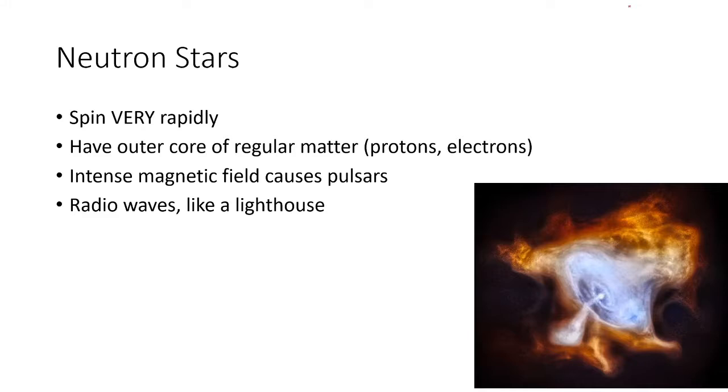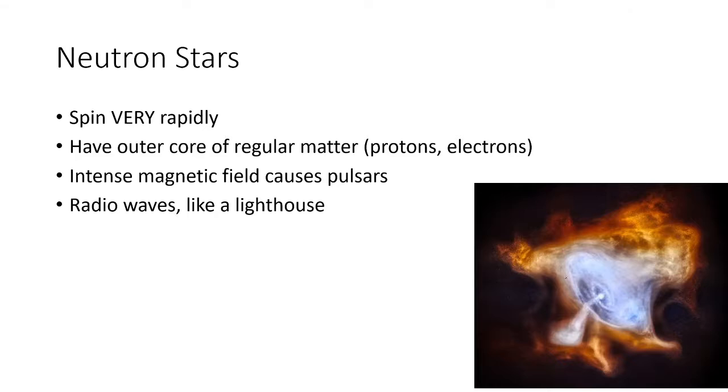So the neutron stars, remember the ice skater. As she pulled her arms in, or he, they spin very, very fast. So these neutron stars are very, very compact and spin very, very rapidly. Now the neutrons are in the core. They do have some regular matter, some protons and electrons on the outside, which causes a magnetic field. And we can see it.